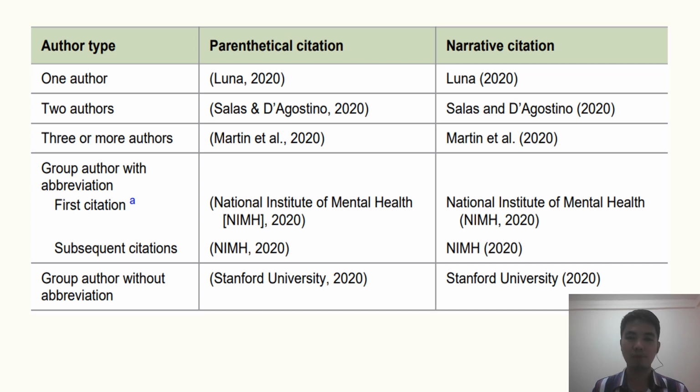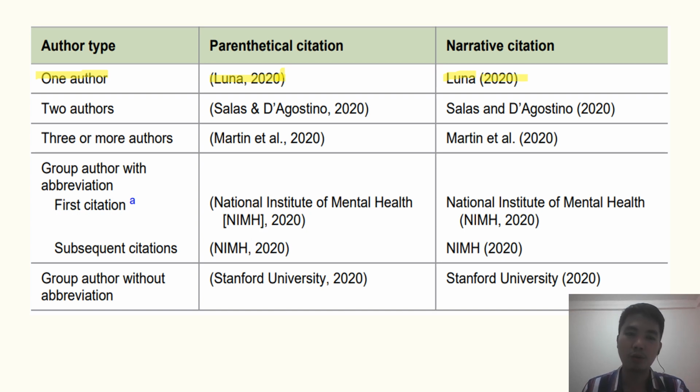Okay, so to simplify things with regards to parenthetical and narrative citation, I would like to share with you this simplified presentation based on the author type. So kapag isa lang ang author, ganito po yung presentation natin for parenthetical: Luna, then comma, then the year, and close inside the parenthesis. For a narrative citation, Luna, open close parenthesis, the year.